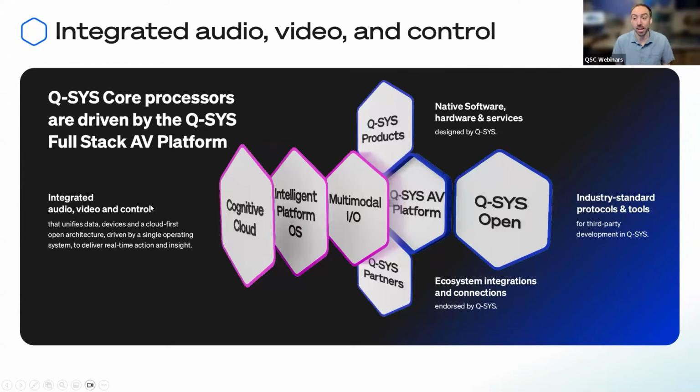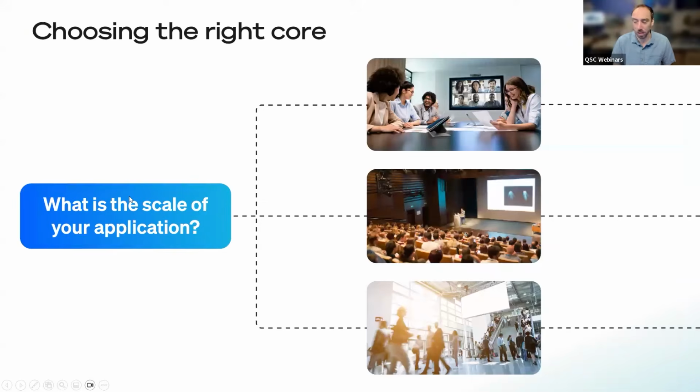But when we're talking about picking a specific processor, the first thing we ask is, what's the scale of your application? Is this a small room? A small space is like a huddle space, maybe a small conference room. Or is it a medium space, like a lecture hall or an auditorium? Maybe it's a high school gymnasium, something of that size.